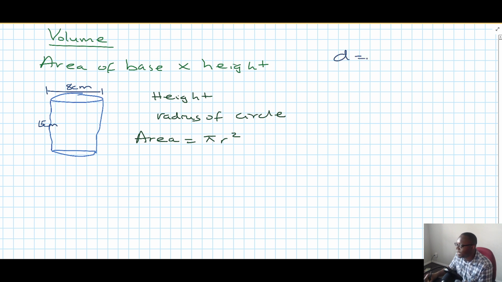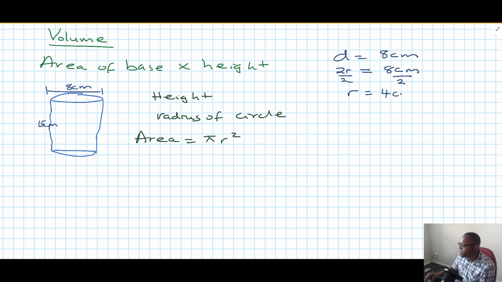The diameter is 8 centimeters, and a diameter is actually 2 times the radius. So let's call this 2 times the radius is 8 centimeters. So I'm going to divide by 2 to get the value of the radius. So your radius is 4 centimeters. So your area of the base is pi multiplied by 4 centimeters squared. So this is 16 pi.